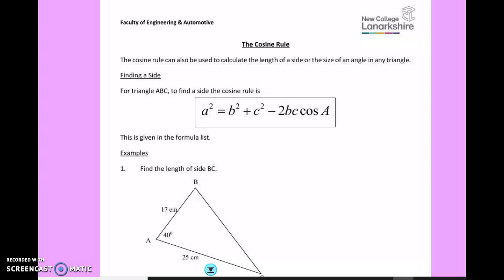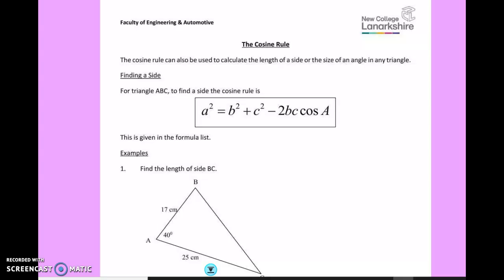We're going to have a look at using the cosine rule to find the length of a side. Like the sine rule, it can be used in any triangle. It doesn't need to be a right angled triangle, it can be used in any triangle at all. And similar to the sine rule, in this rule, when we've got small letters, we're talking about a side. When we've got capital letters, we are talking about an angle.